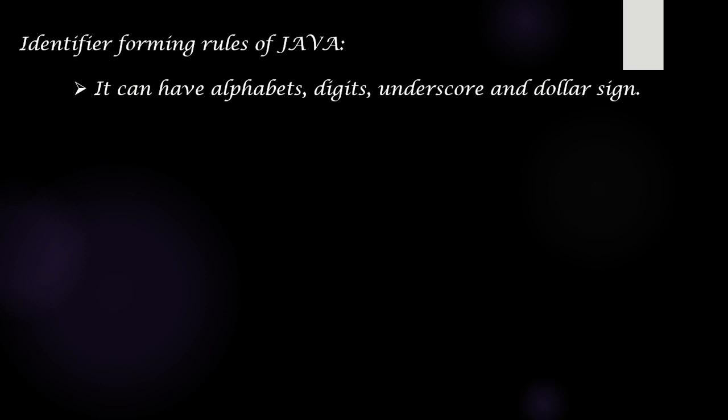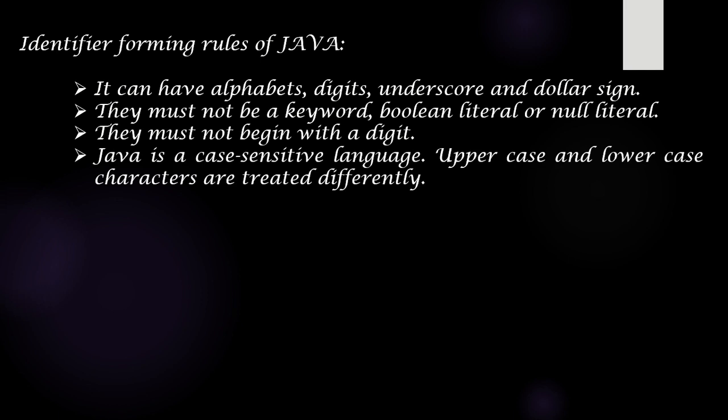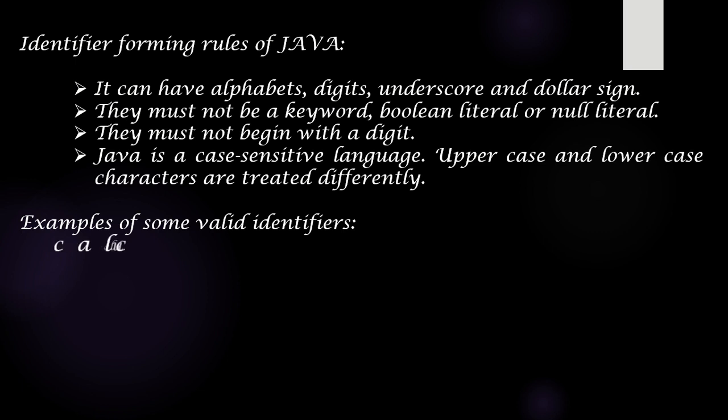It can have alphabets, digits and underscore, as well as the dollar sign. They must not be a keyword, boolean literal, or a null literal. They must not begin with a digit. Java is a case sensitive language, and hence uppercase characters and lowercase characters are treated differently. So let us have some examples of valid identifiers, such as these.